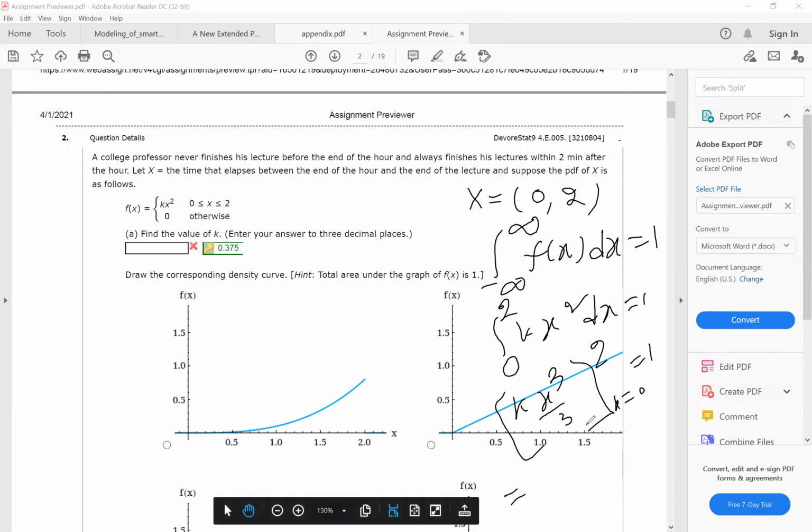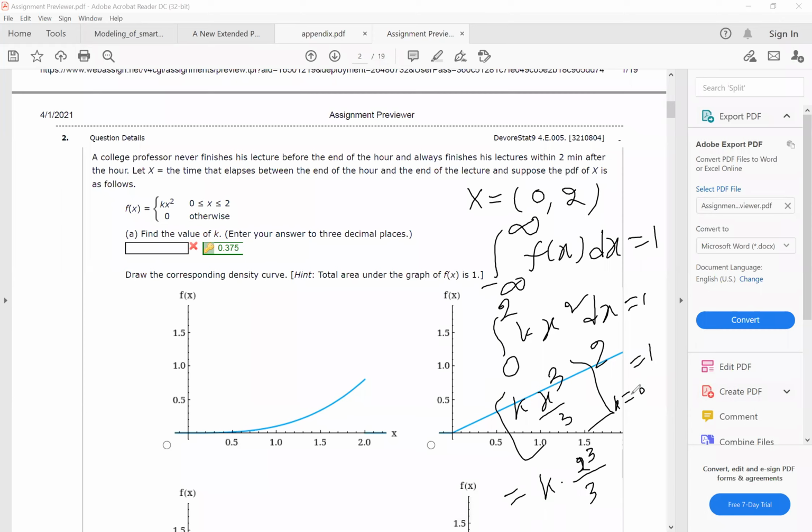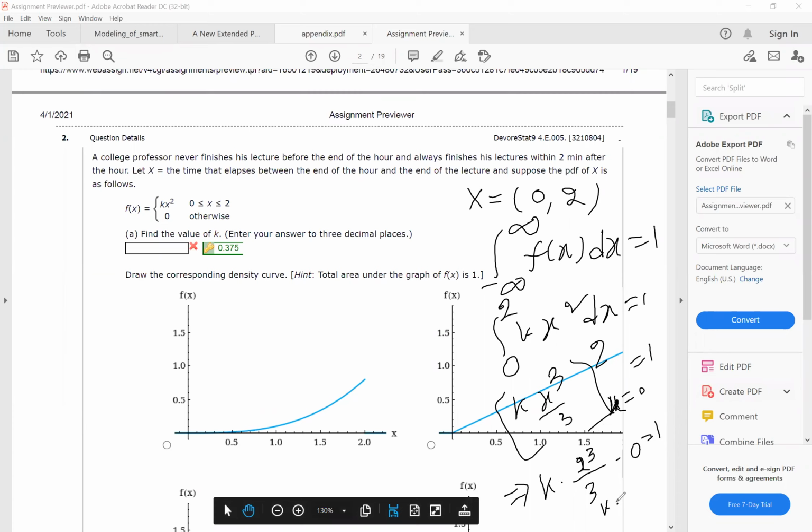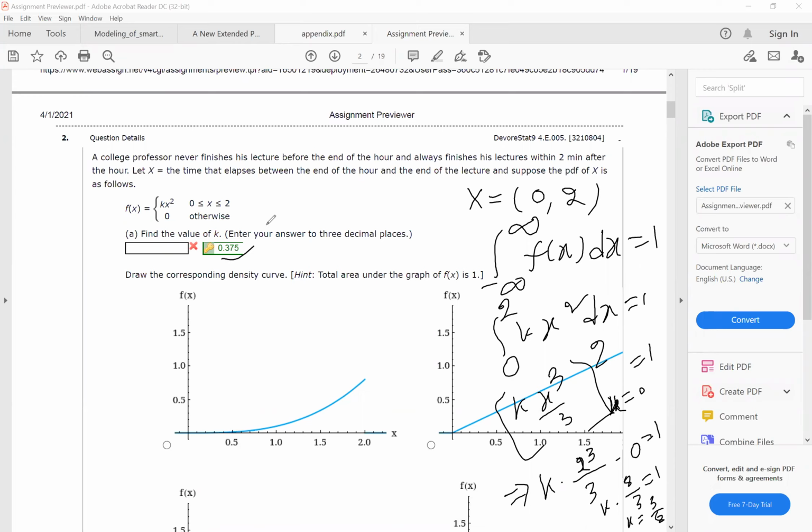Now plug in the value of x. Oh, sorry, the value of x is 2, so 2 cubed over 3, minus the value at the lower limit, which is 0. If you plug in 0, it will be 0. So k times 8 over 3 is equal to 1. That means k is equal to 3 over 8. So the value of k is 3 over 8, which is 0.375.